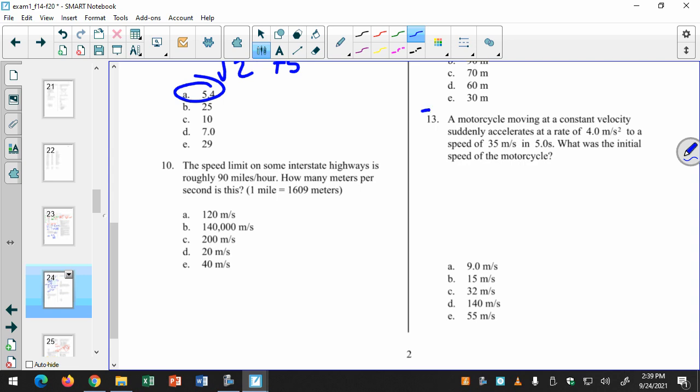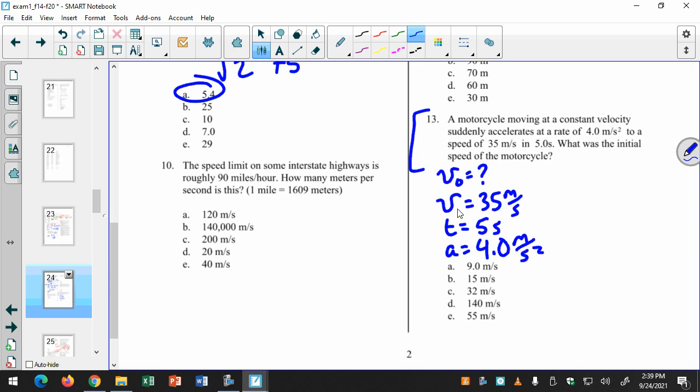Let's try this one right here. Motorcycle. Let's see, what do I have? I have V naught, but I don't know what it is. I know that it's not 0. The reason I know it's not 0 is because the motorcycle is moving, and then it accelerates to this new speed of 35 meters per second in a time of 5 seconds. And I also tell you the acceleration, which is 4.0 meters per second squared.